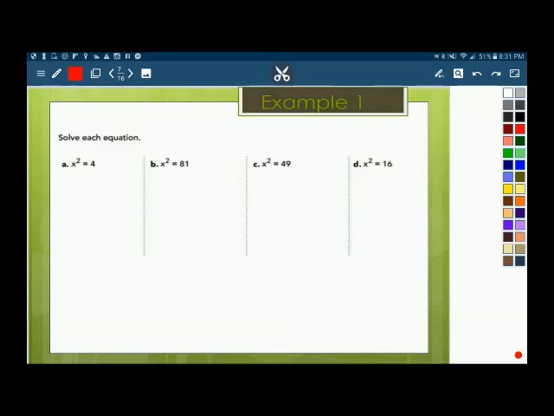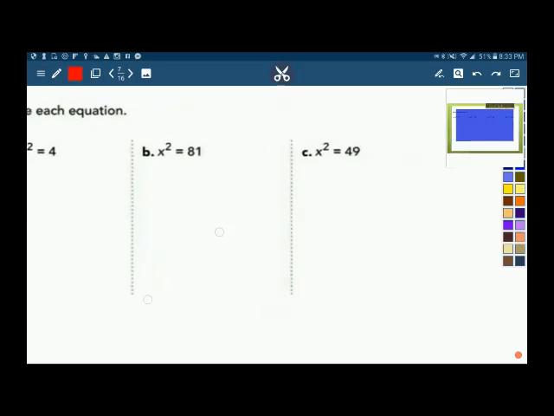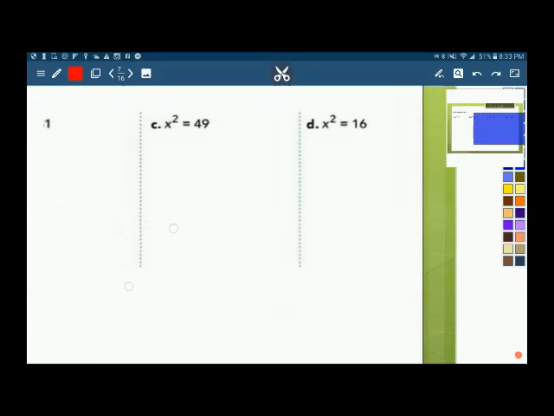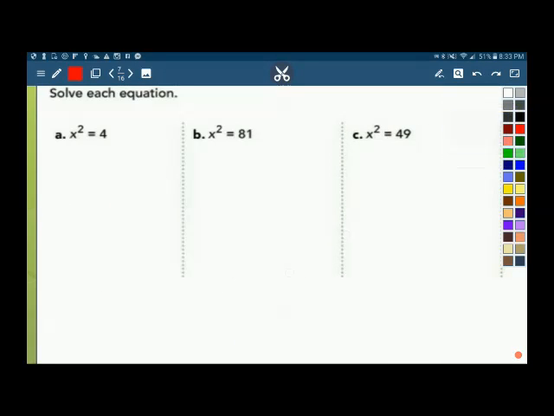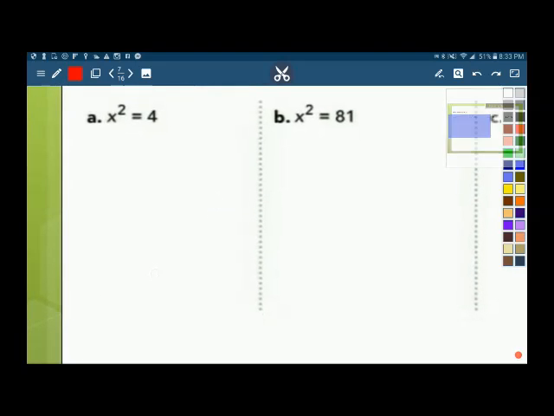So let's have you guys take a look at the first example. We're going to solve each equation just by square rooting each side of the equation. As you can see from all of these equations, A, B, C, and D, the only thing that is happening to the variable x is that it's being squared. You don't have to undo any subtraction or addition. You don't have to undo any multiplication or division.